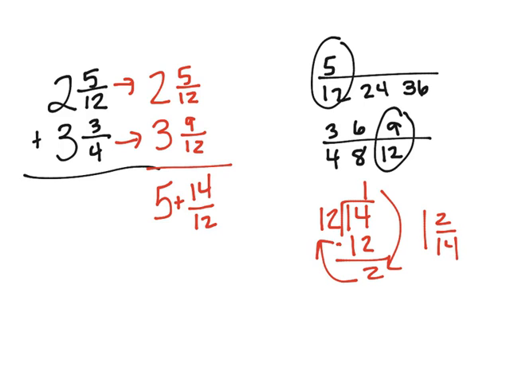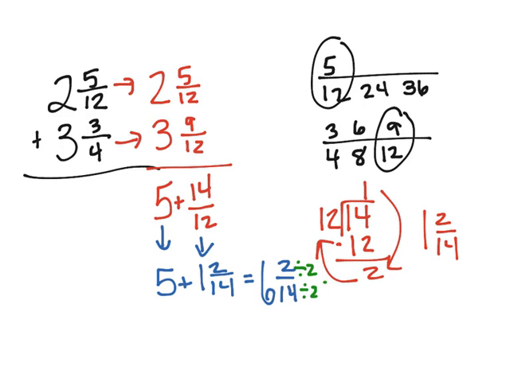Now that's not my answer, that's just this part, 1 and 2/14. I still need to remember that 5. So I've got 5 plus an additional 1 and 2/14. So that is going to be 6 and 2/14. But wait, what can I do now? I can reduce it because 2 can divide into 2 and 14. So I'm going to divide that and I'm going to get 6 and 1/7. I hope you understand how to add mixed numbers now.